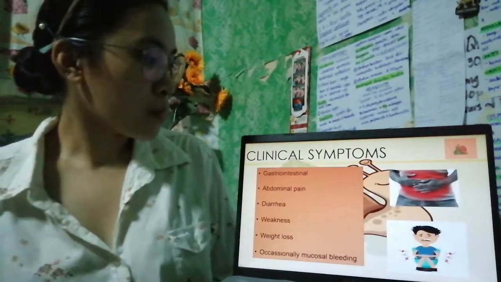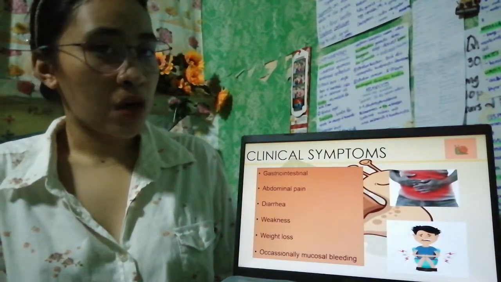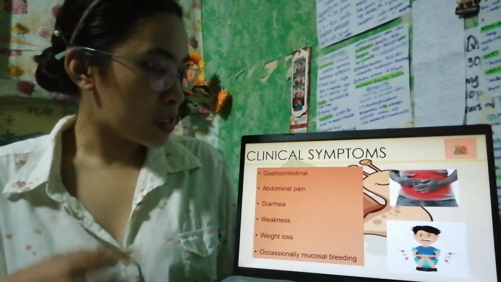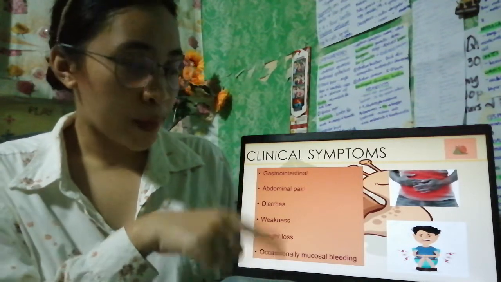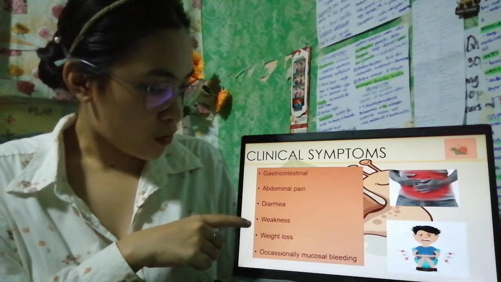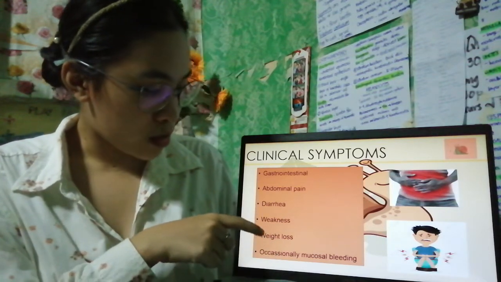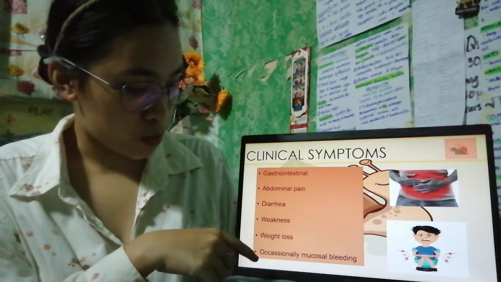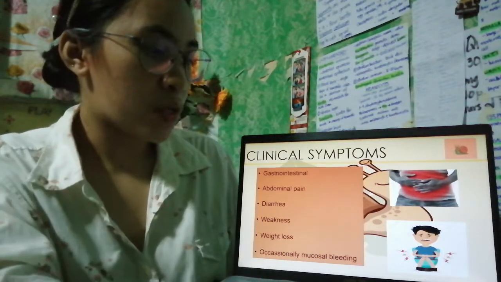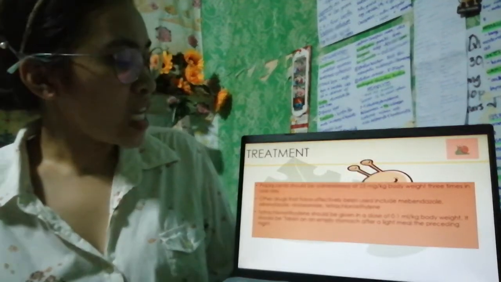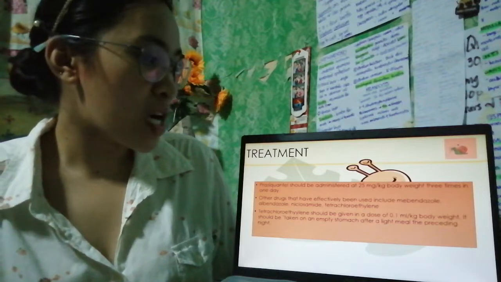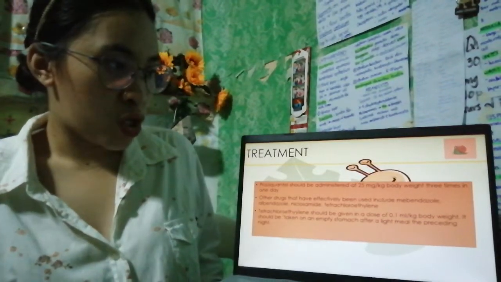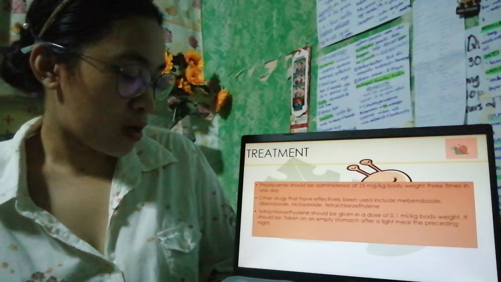Clinical symptoms: people infected with these parasites show gastrointestinal symptoms, abdominal pain, and diarrhea. If you have diarrhea, of course you will feel weak, then weight loss, and occasionally mucosal bleeding. For treatment, praziquantel should be administered at 25 mg per kilogram body weight 3 times in 1 day. So you take this medicine 3 times a day.